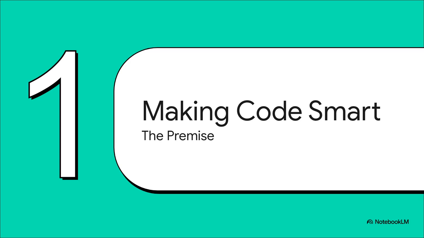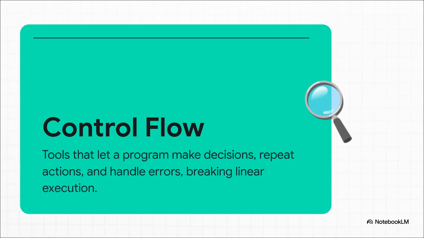All right, Section 1, Making Code Smart. Let's start with the fundamental idea here. You see, control flow is what completely shatters that top-to-bottom, line-by-line execution. It lets a program pause, look at a situation, and decide, should I go down path A or should I take path B? It basically turns your code into a choose-your-own-adventure story where it can jump to different pages based on the choices it makes.